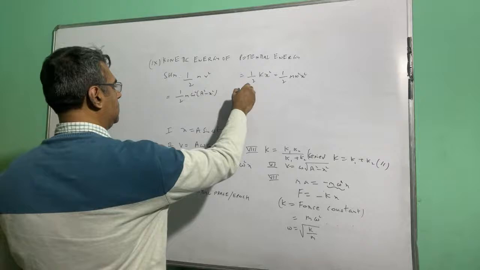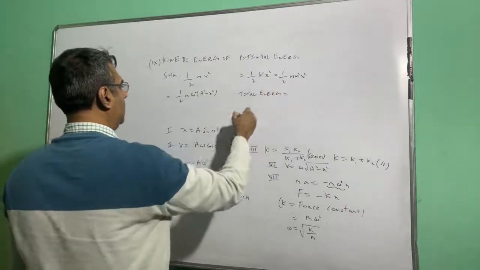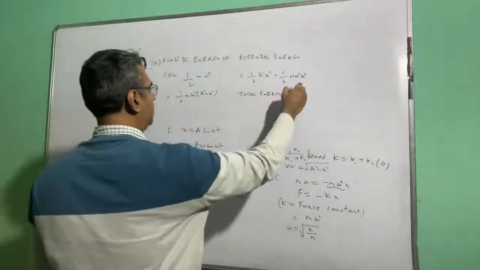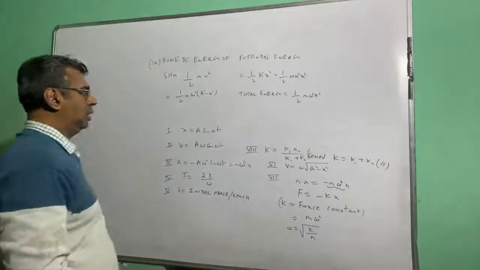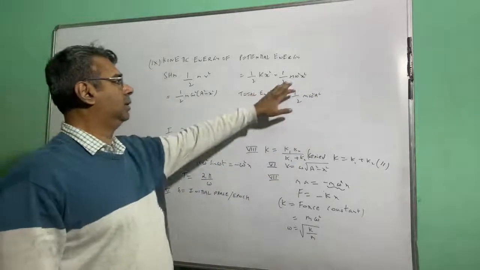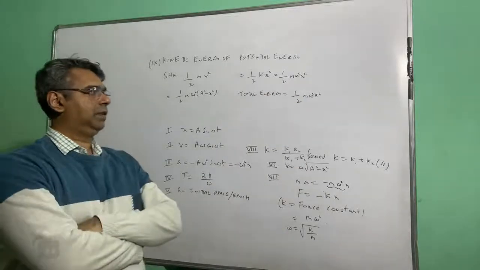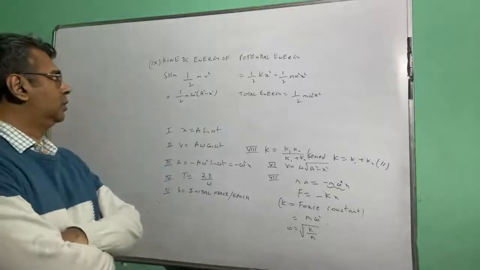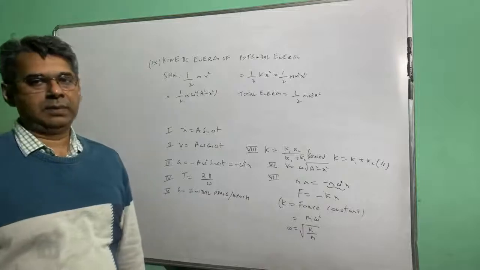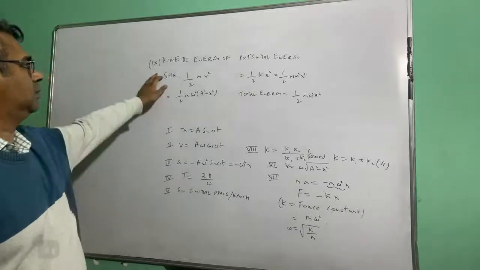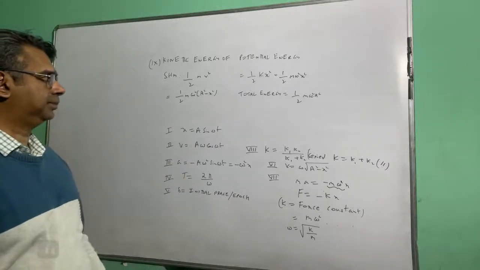So the total energy will be equal to kinetic plus potential. So this is kinetic, this is potential. So the total energy will be kinetic plus potential. So that will be half m omega square a square. So kinetic energy is this, potential energy is this, and total energy of simple harmonic motion is this. So this becomes formula number 9, right? So this is formula number 9.